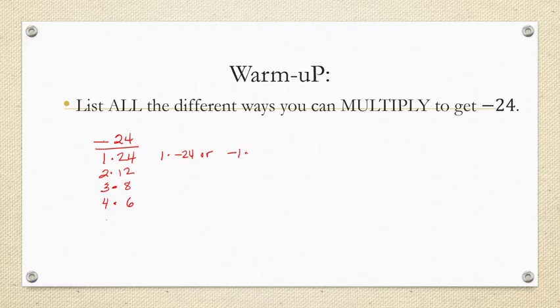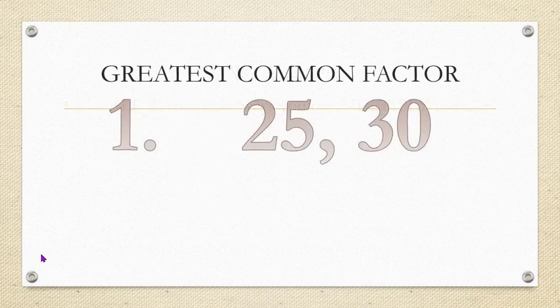Now, to get negative 24, you could do 1 times negative 24, or you can switch the signs and do negative 1 times 24. So you can just switch those signs. Same thing here, 2 times negative 12, or you can do negative 2 times 12. So you can continue that on through these factors, okay?